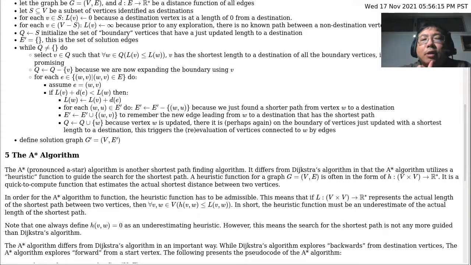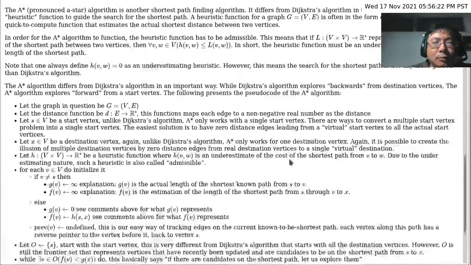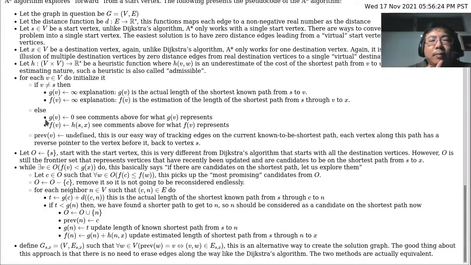Would it be fair that you're asking about the vertices in O? Let me scroll back to the A star algorithm. Would it be fair that you're actually asking about the vertices in O where the f value is greater than or equal to the g value of x? What are we going to do with those vertices that are in O at any particular point of time?